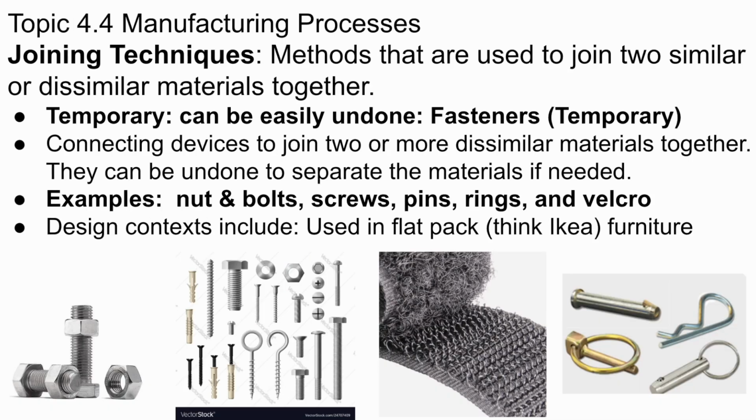Temporary joining techniques can be easily undone. So these are things like fasteners. They connect devices to join two or more dissimilar materials together. They can be undone to separate the materials if needed. So this could be like nuts and bolts, screws, pins, rings, Velcro.